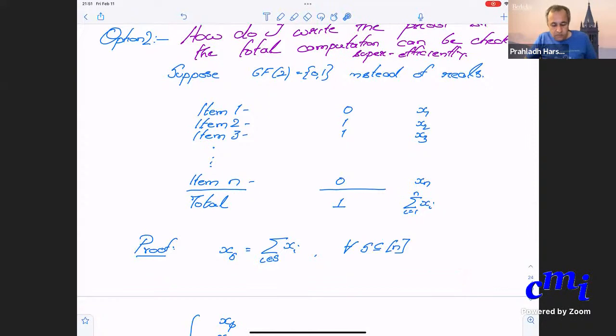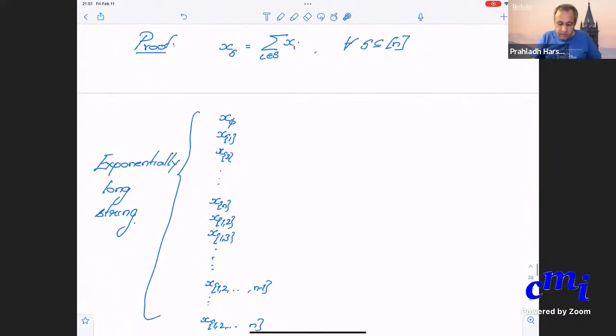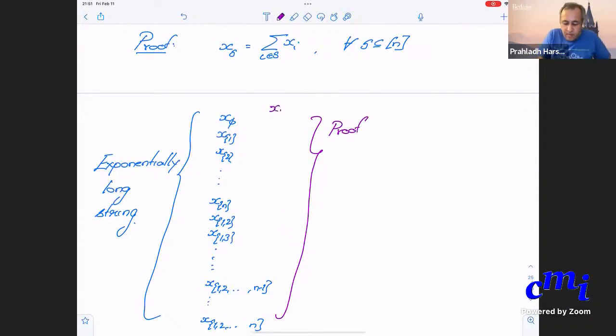Okay, so let's get this equation. What I'm going to now provide as proof is the following. The proof is going to be this exponentially long string, which is xs for all s in n.